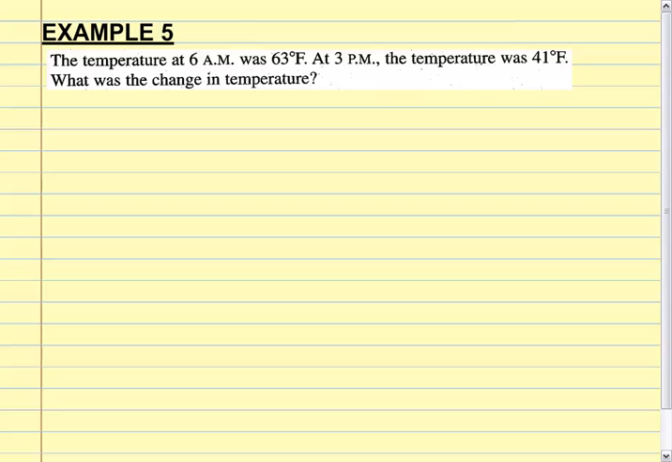Example 5 says the temperature at 6 a.m. was 63 degrees Fahrenheit. At 3 p.m. that afternoon, the temperature was 41 degrees Fahrenheit. What was the change in temperature? Well, remember, we take the new minus the old. In this case, the new temperature is 41 degrees minus the old temperature, which was 63 degrees. I don't need to clean up any of the signs. I only have one.